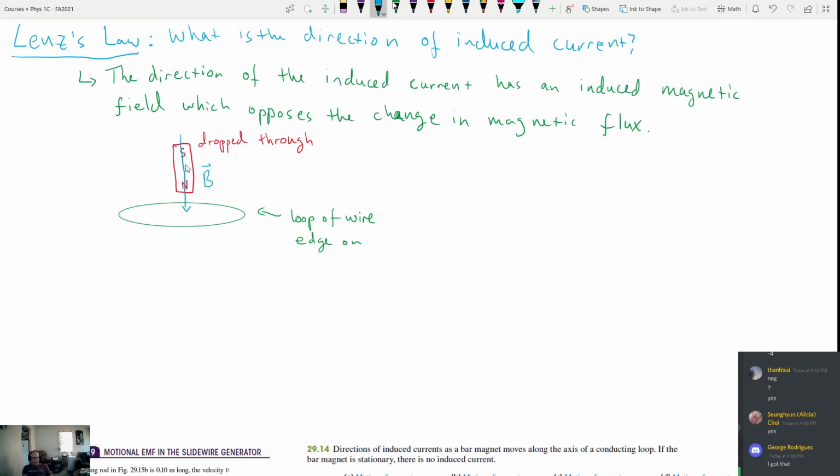Now, by dropping the magnet through the coil, we know there's going to be an induced current. It is either going to point to the right in the front, or it is going to point to the left in the front, right? So here's what you do. First, you ask yourself the following question. Is flux increasing or decreasing? What do you think in this case? The flux through my coil, is the magnetic flux increasing or decreasing?